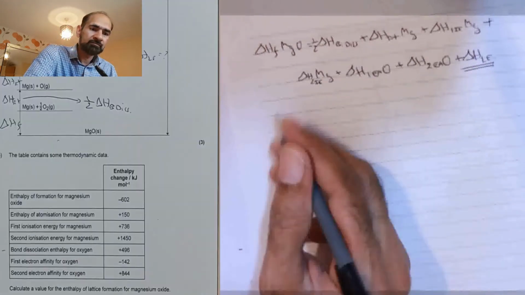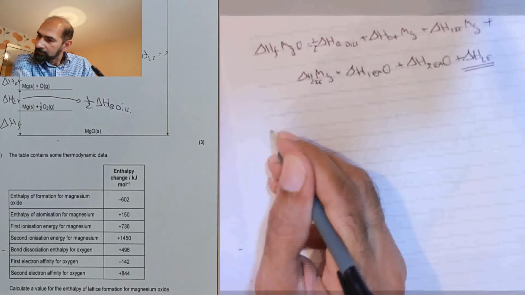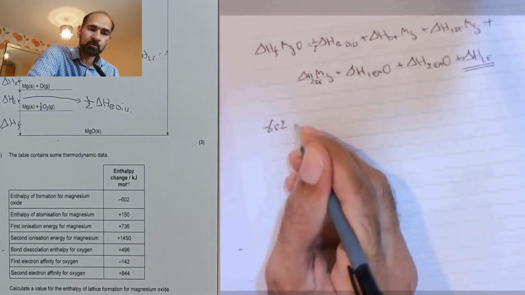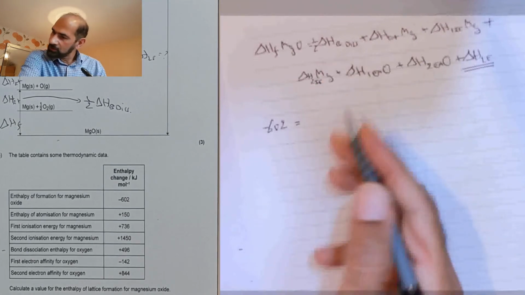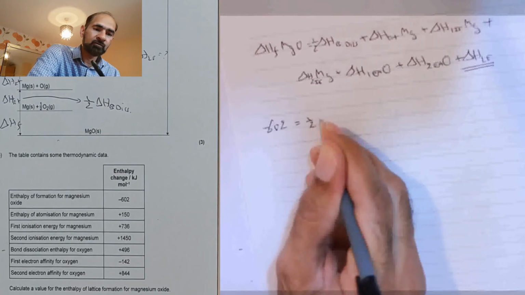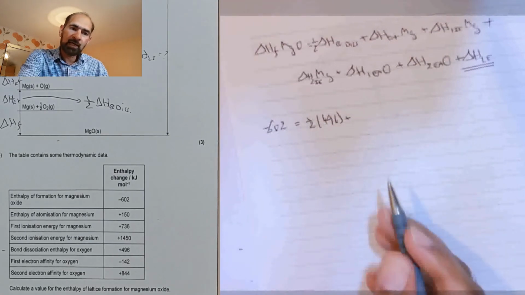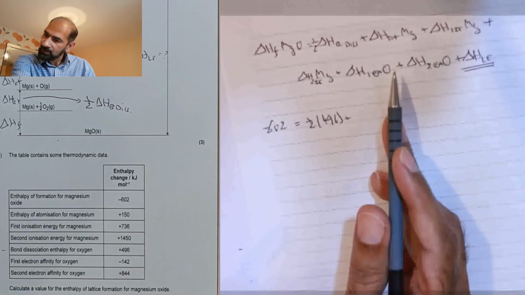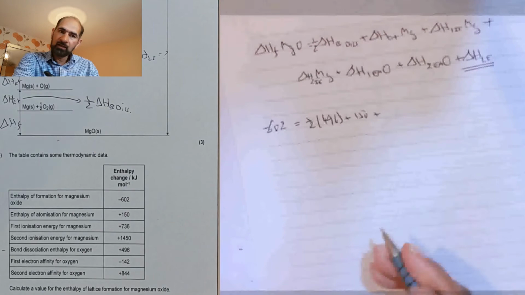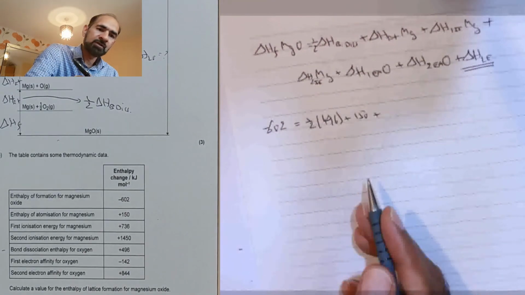Okay. So delta H_f of magnesium oxide is minus 602 equals, bond dissociation is 496, but I've got to halve it, so 496 over 2, plus atomization of magnesium is 150, plus first ionization energy of magnesium is 736.